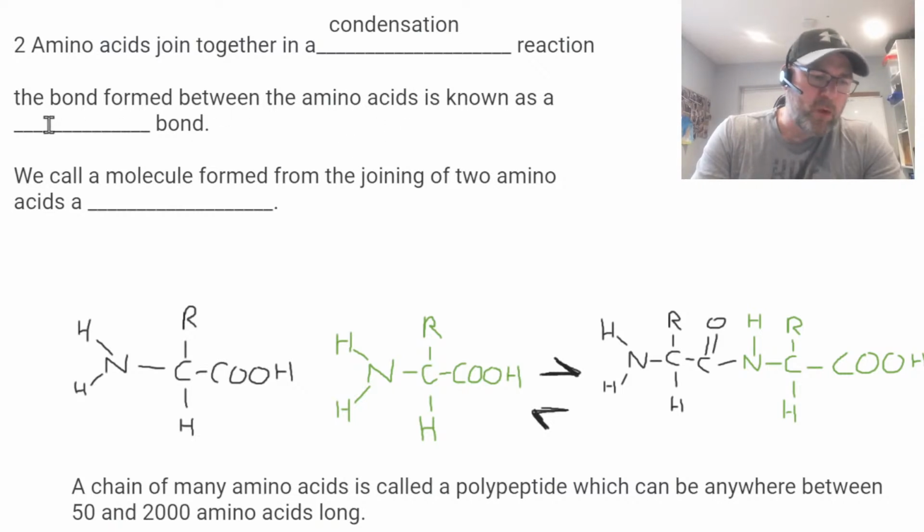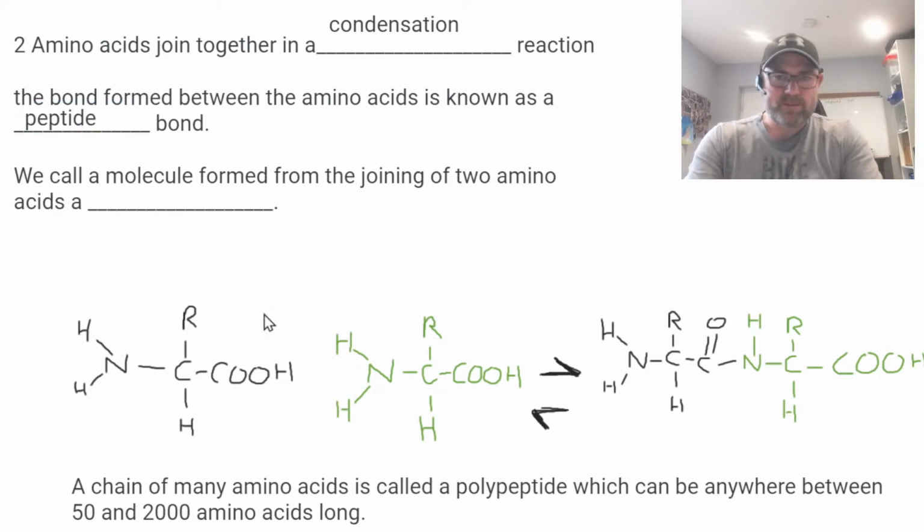The bond that forms between two amino acids is known as a peptide bond.